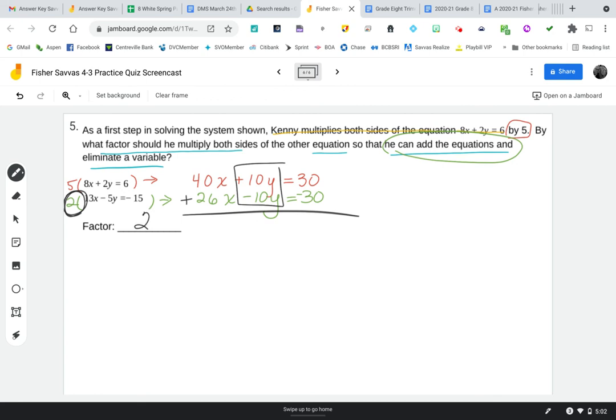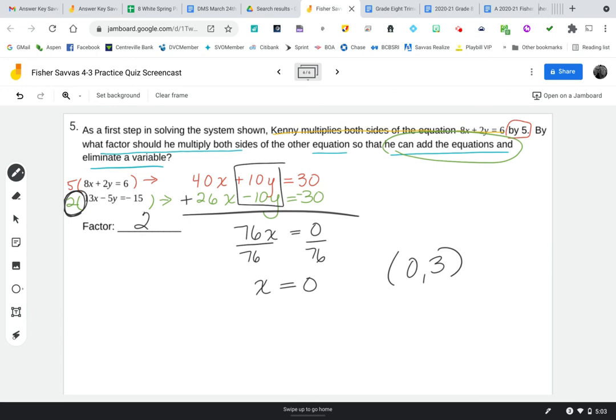They weren't asking you to solve this at all. They were just asking you to figure out what factor you needed to multiply the second equation by. If you, in fact, solve this, you would figure out that 76x is actually equal to 0. And then if you divide both sides by 76, you would get x equals 0. And then, of course, you could put that back into one of the original equations, and you would figure out that y would be equal to 3. So the solution here would be 0, 3.